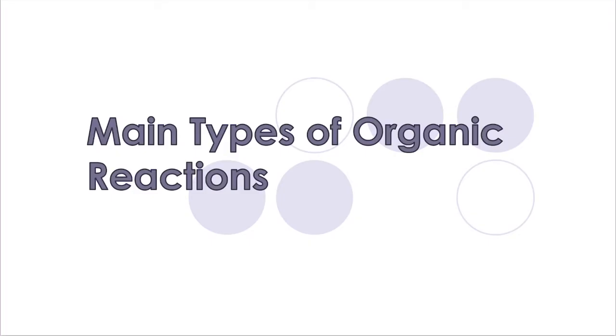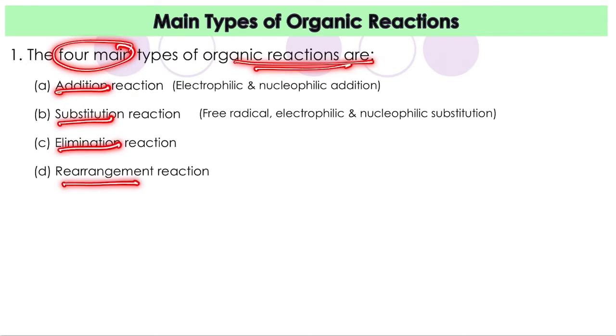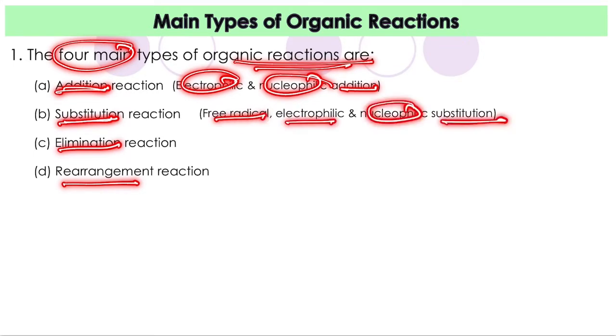Main types of organic reactions. There are four main types of organic reactions. The first one is addition reaction. The second one is substitution reaction. The third one is elimination reaction. And the fourth one is rearrangement reaction.